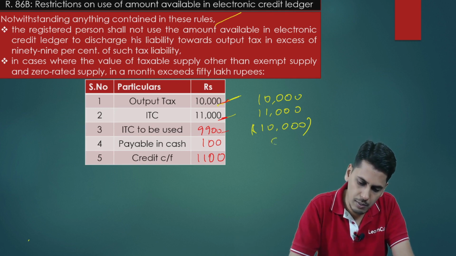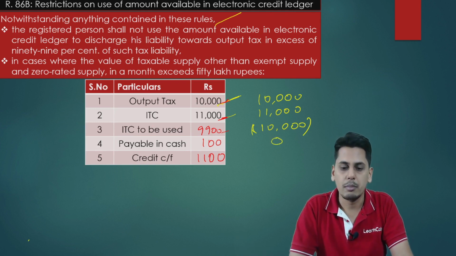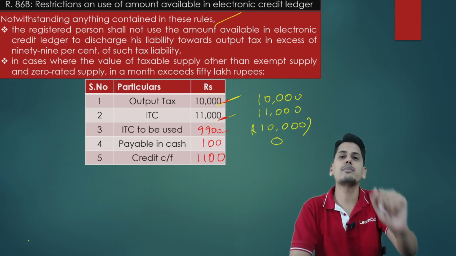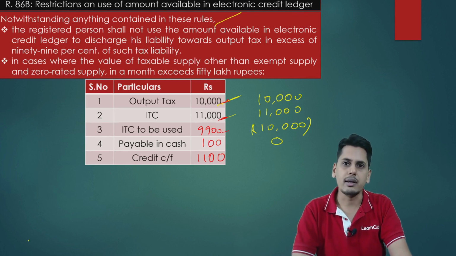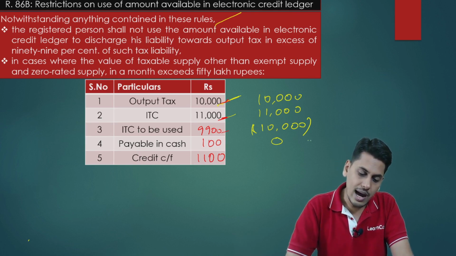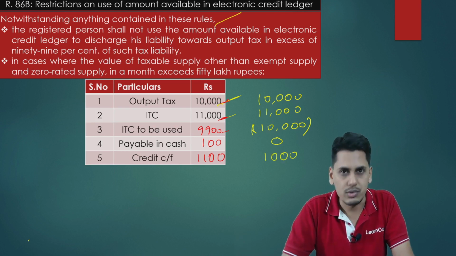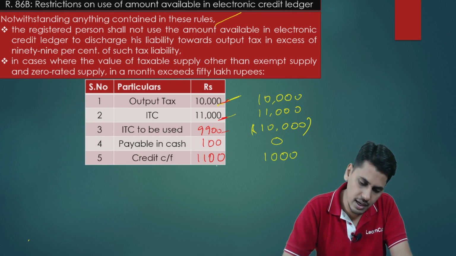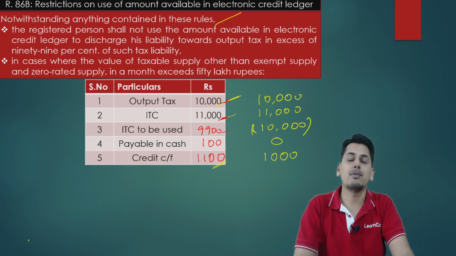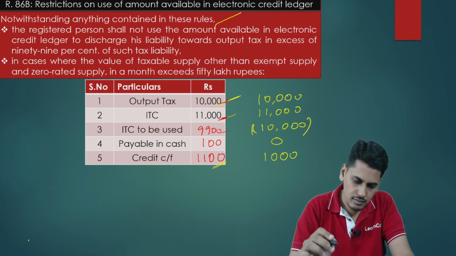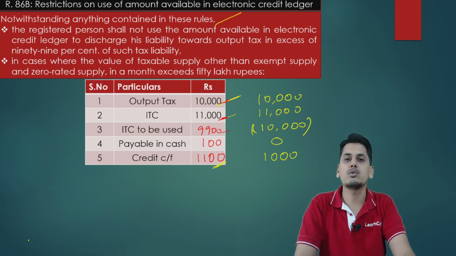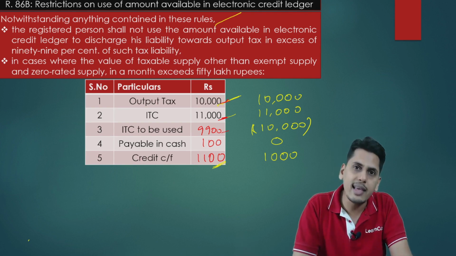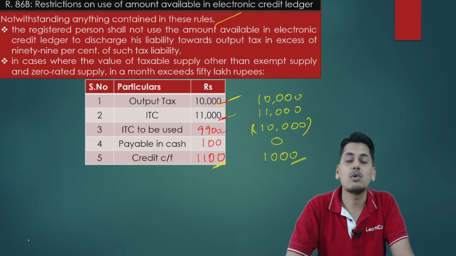So how much is going to be payable in cash? It is going to be 0. My output tax is 10,000. I've got 11,000 balance in my credit ledger. I use 10,000 out of it to pay my output tax liability. So now friends, after this, the credit which is going to be carried forward is going to be 1,000 rupees. So if 86B is applicable, I carry forward a credit of 1,100. If 86B was not there, I would have carried forward a credit of 1,000.